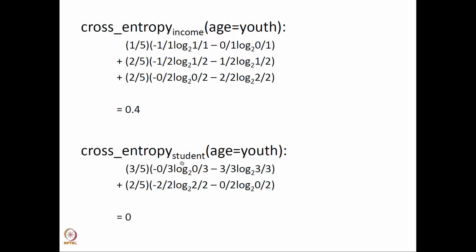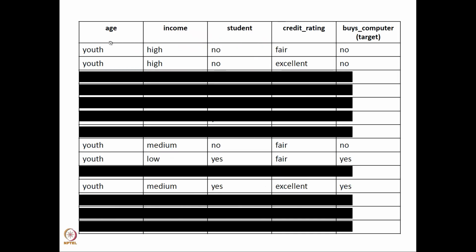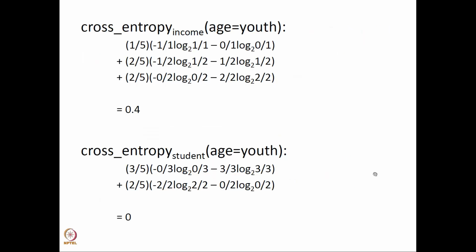Next we have cross entropy of student when the age is equal to youth. Here we observe that the cross entropy is actually 0. Going back to the table, we see that when age equals youth and student is no, buys computer is no, and when student is yes, buys computer is yes. So this leads us to a pure leaf.